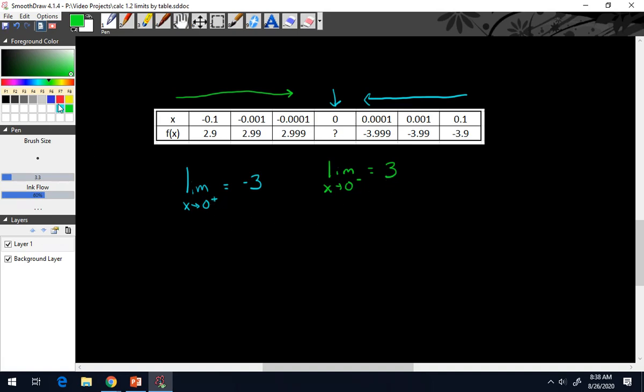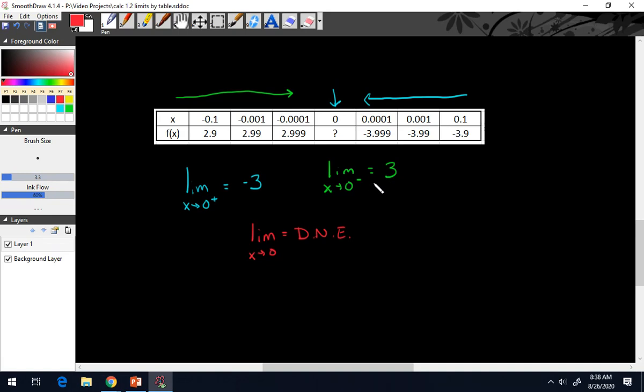Now what does that mean overall? Looking at our notes in class, we know that the limit as x approaches 0 overall, because we're not converging to the same number, the right side was negative 3, the left side was positive 3. Because those are two different numbers, this limit overall does not exist. And that's what we use for our answer. When the left side and the right side don't match up, we say it does not exist.